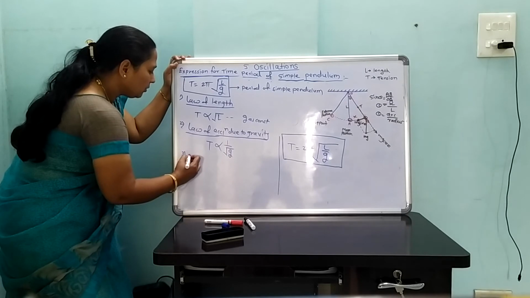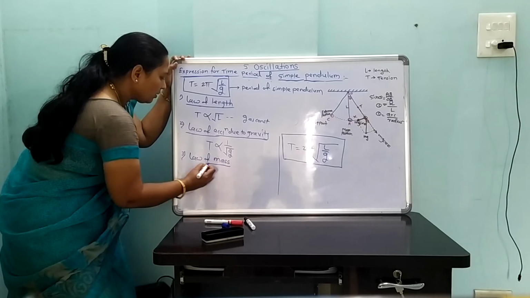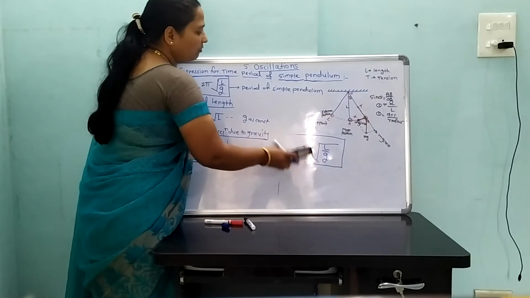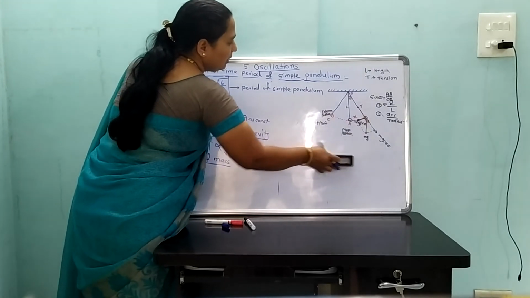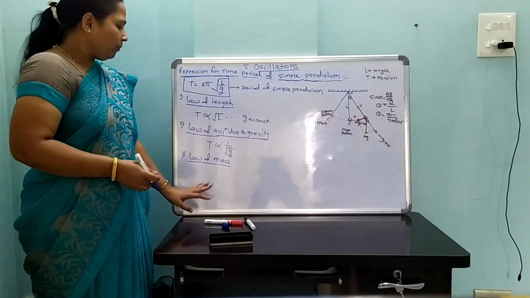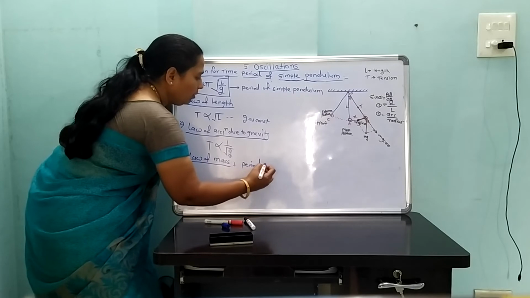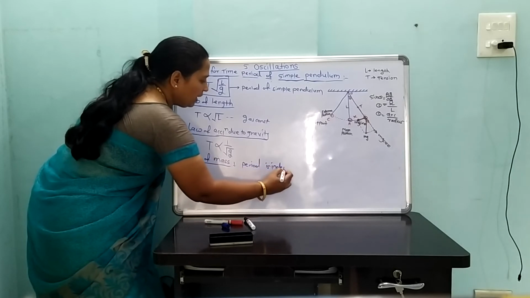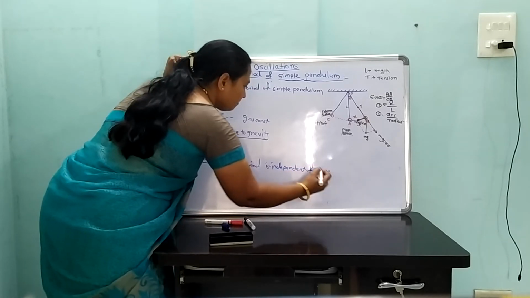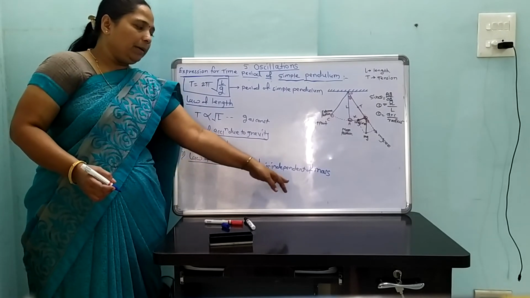And the third law, the law of mass. In the period of a simple pendulum, the mass term is absent. Hence, the period of a simple pendulum is independent of the mass of the bob or sphere. Law of mass: the period of a simple pendulum is independent of mass.